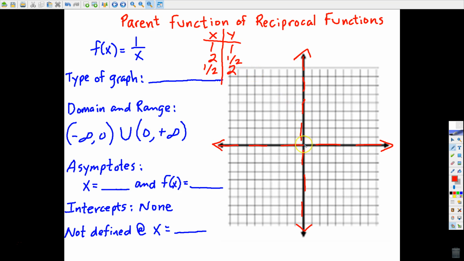Just like normal, we go to our origin and we plot the point (1, 1). We plot the point (2, 1/2). And I'm going to plot the point (1/2, 2). Now again, I'm going to follow these two asymptote lines as I draw this curve through these 3 points. So I'm going to approach but never touch the y-axis, and I'm going to approach but never touch the x-axis.